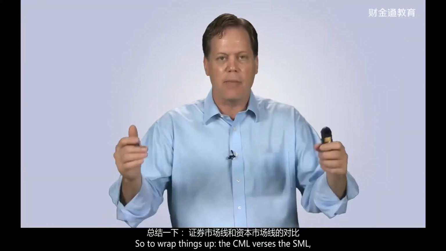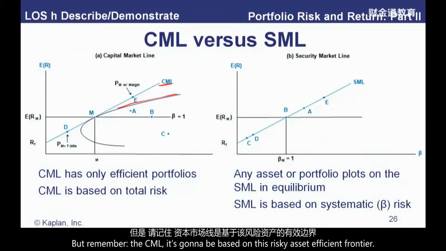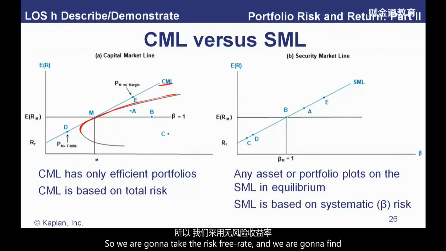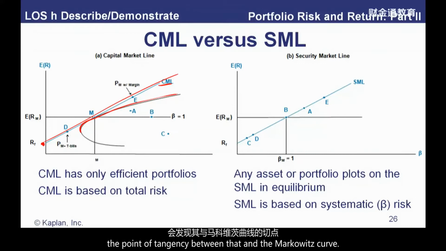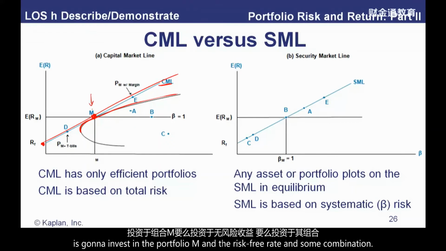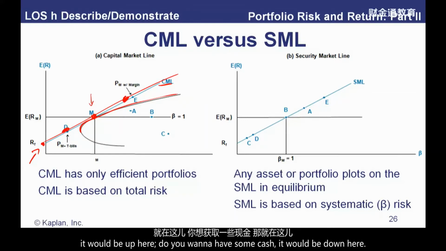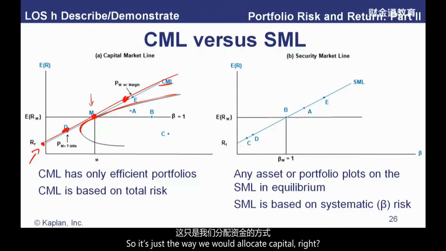So to wrap things up, the CML versus the SML, I think I've already covered this for the most part. But remember, the CML is based on the risky asset efficient frontier. We take the risk-free rate and find the point of tangency between that and the Markowitz curve. That point is going to be portfolio M. What we've said is that everyone who invests is going to invest in portfolio M and the risk-free rate in some combination. So it's a way to think about whether you want to buy on margin and be up here, or have some cash and be down here. It's just the way we would allocate capital. It's a CAL applied to a theoretical Markowitz structure.